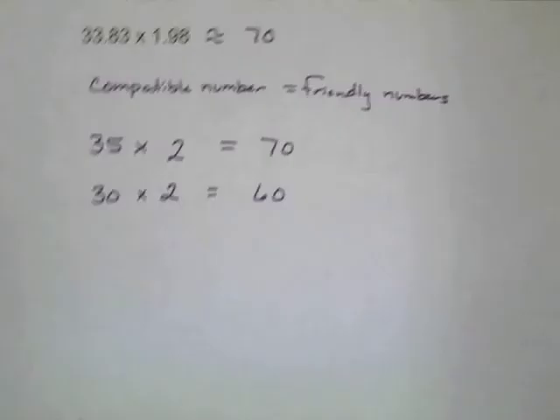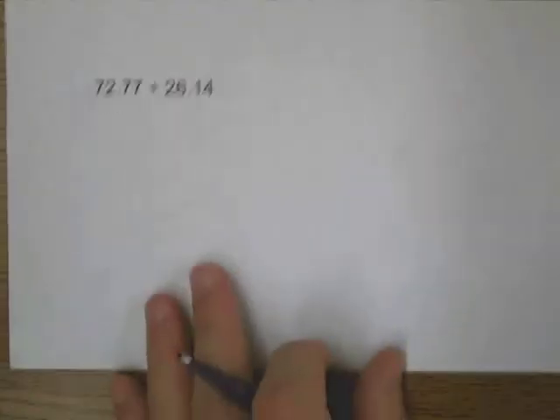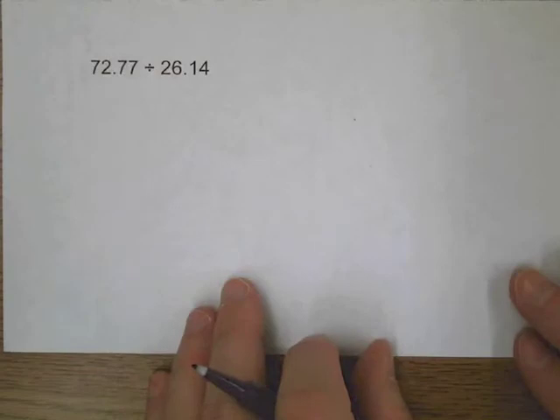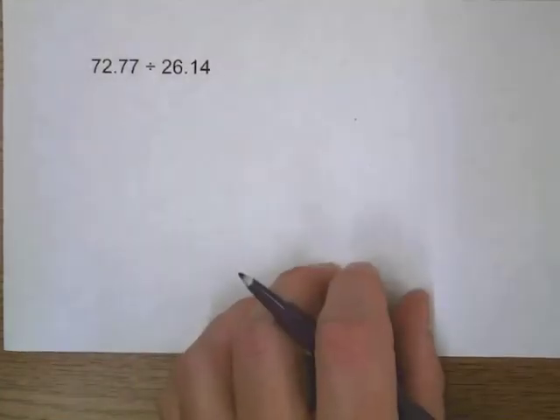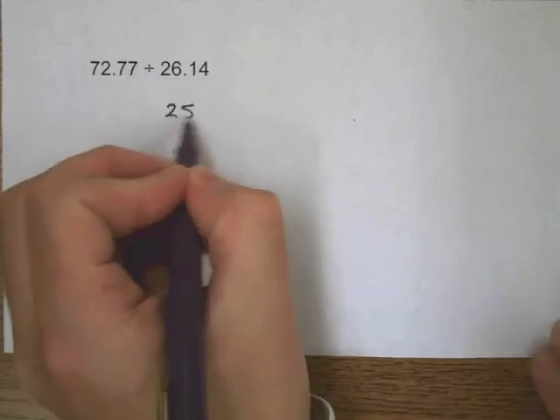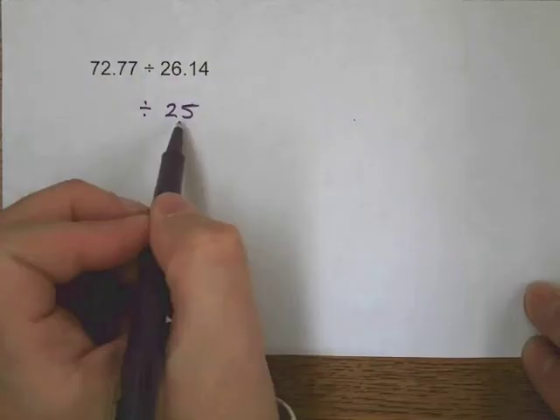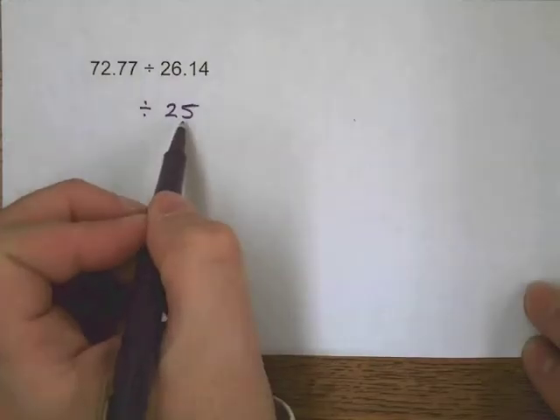Let's take a look at another one. 72 and 77/100ths being divided by 26 and 14/100ths. Oh, again, you might be thinking, okay, it's going to take a little work, but let's see if we can look for some friendly numbers in here, some compatible numbers. And, well, 26 is pretty close to 25. And if I think 25, that's a number I think of as quarters with money.